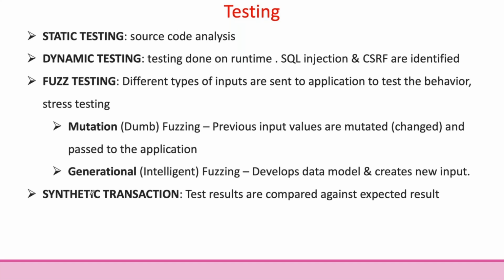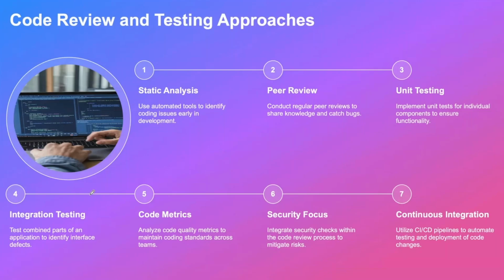So your code review can be done as the static analysis, line by line. So normally the peer review is done. One developer checks the code written by the other developer. That is called as peer review. You do the unit testing, where you do the module by module review.